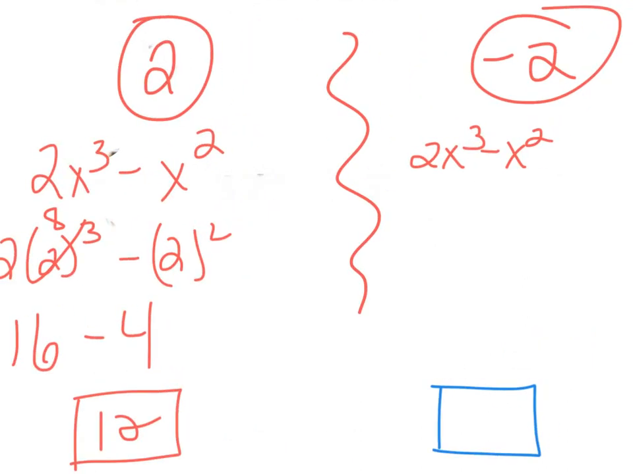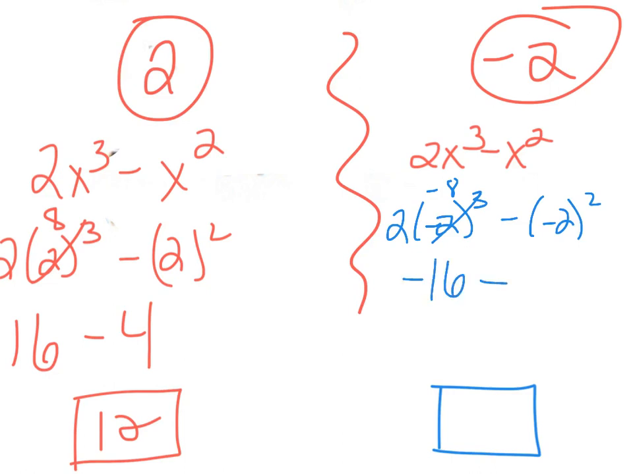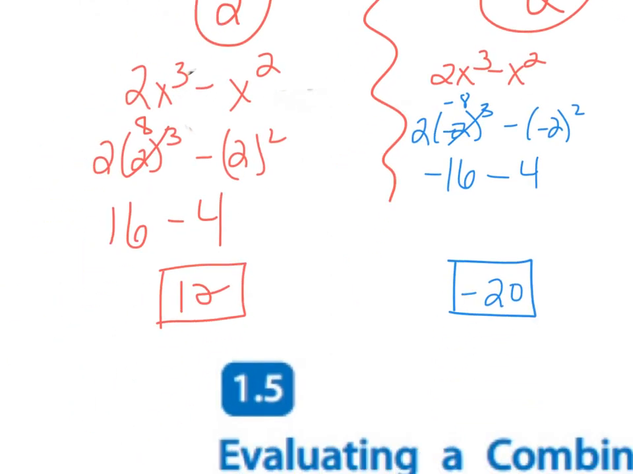So I'm going to plug in here. I'm going to say 2 times -2 cubed minus -2 squared. Well, what's -2 cubed? It's -8. What is -8 times 2? -16. Minus, what is -2 squared? 4. What's -16 minus 4? -20.